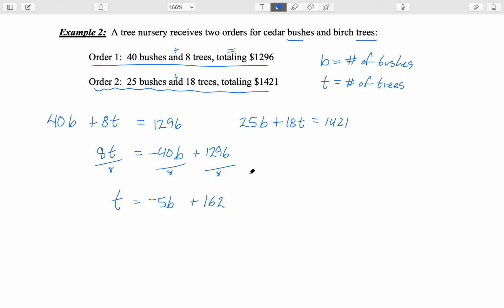Okay, so this is going to plug into the other equation. I don't want to graph this because I can't graph 1296 accurately. No way. However, this is a good one to do algebraically. So that is going to go into the t right there, because t is equal to that. So this becomes 25b plus 18 times t, which is minus 5b plus 162, equal to 1,421. Yikes, these are some big numbers.